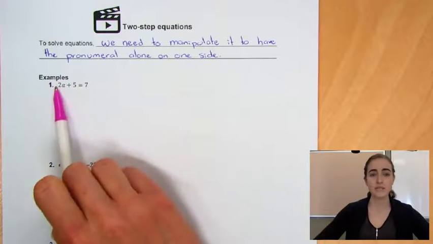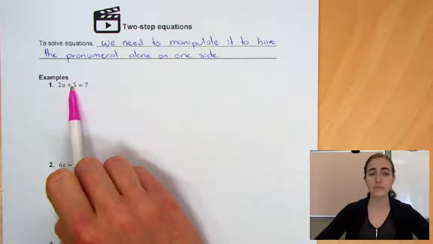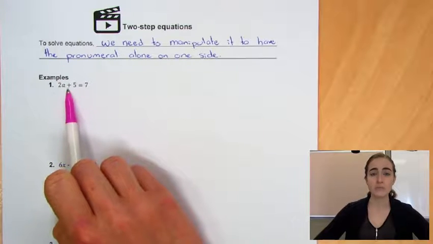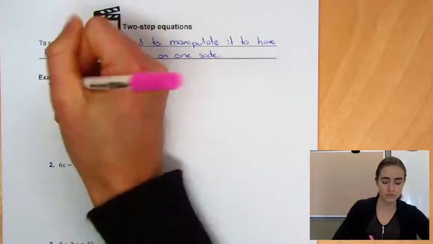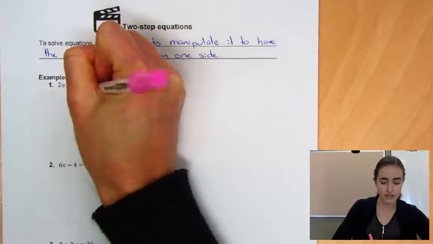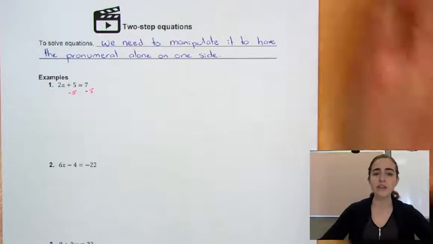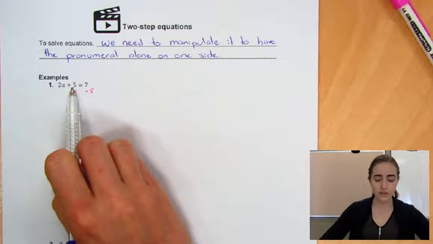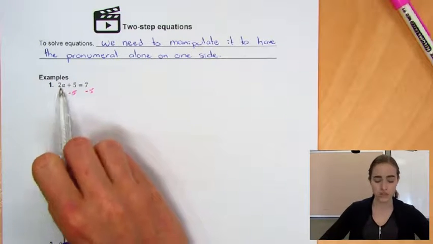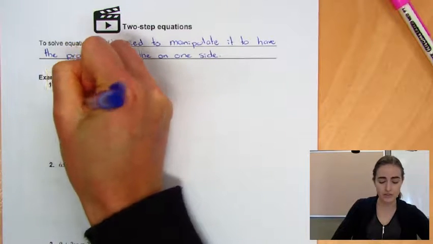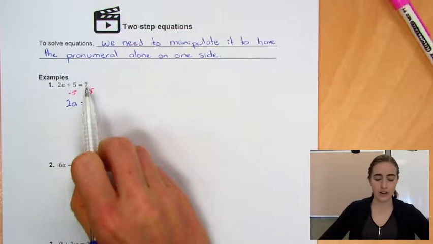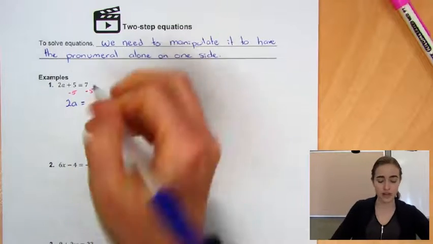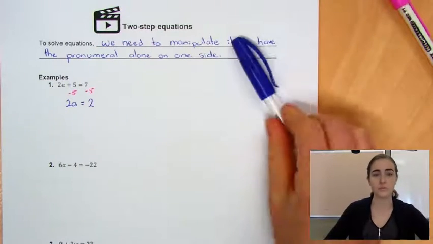With this one here, the first thing we're going to get rid of is that plus 5. To get rid of a plus 5, we do the opposite. So we're going to subtract 5 from both sides of that equation. I'm just writing out my working out in pink there. If we subtract that 5, we'll just be left with the 2a on that side of the equation. And over here, we've got 7 minus 5, which will leave us with 2.